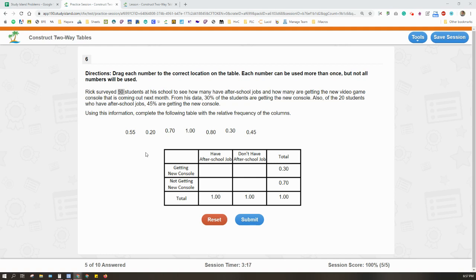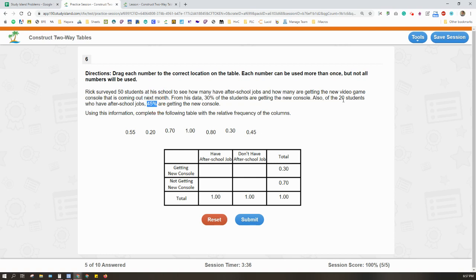That's 40%. But notice that we don't need 40% in the totals. Again, we are doing column relative. So we don't want the 40% to be down here. We want the columns to add up to 100%. So don't get caught up on that part. Use this calculation in order to help solve the problem.